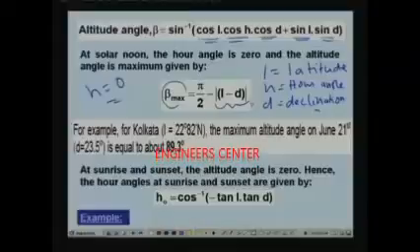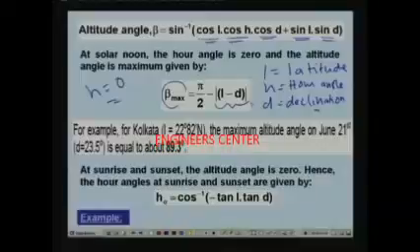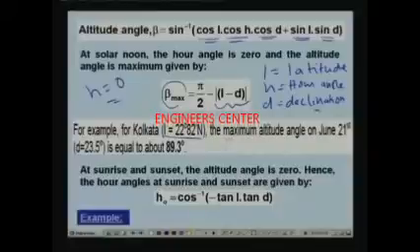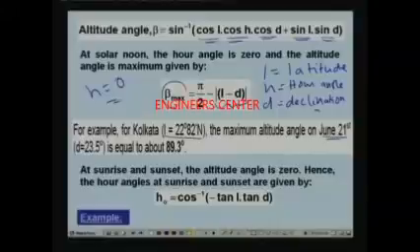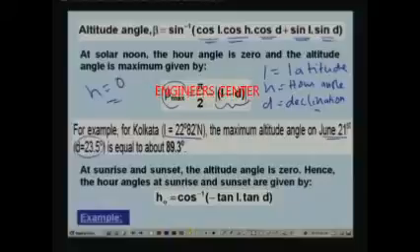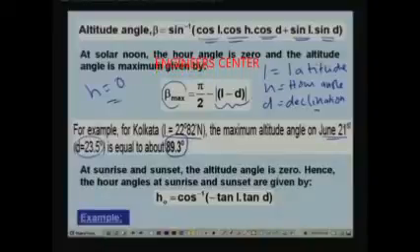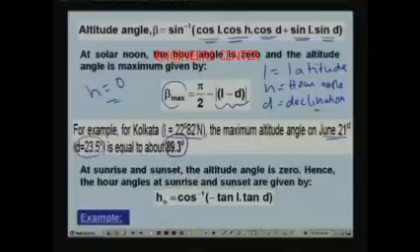So, once you know the latitude and declination, you can calculate the maximum altitude angle on any given day. For example, take the example of Kolkata. For Kolkata, the latitude is 22.82 degrees north, and I want to find out the maximum altitude angle on June 21st. As we know, on June 21st the declination D is 23.5 degrees. So, beta max is pi by 2 minus the absolute value of 22.82 minus 23.5, and you will find that this is equal to 89.3 degrees. This is the maximum altitude angle, almost close to 90 degrees.